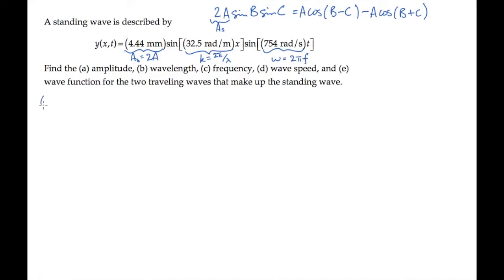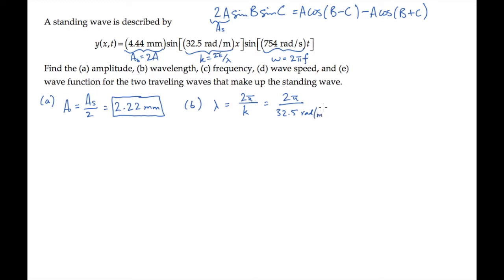So in part A, the amplitude of each traveling wave is half the standing wave amplitude. That works out to 2.22 millimeters. In part B, the wavelength is 2 pi over the wave number k. The wave number k is 32.5 radians per meter, so the wavelength equals 0.193 meters.